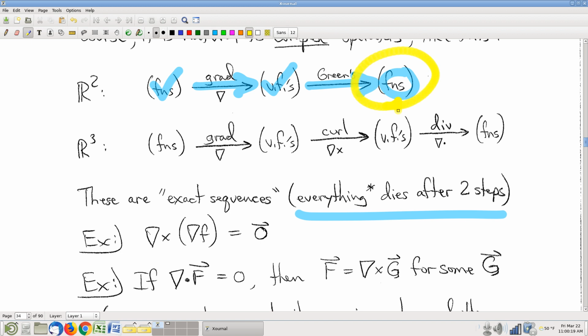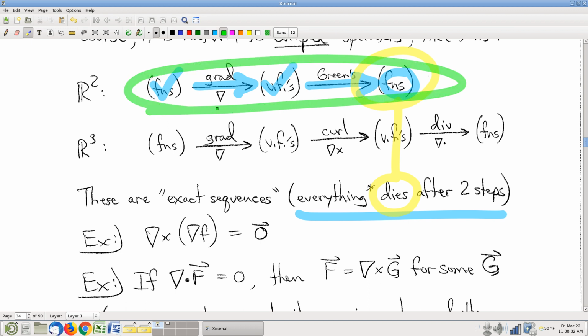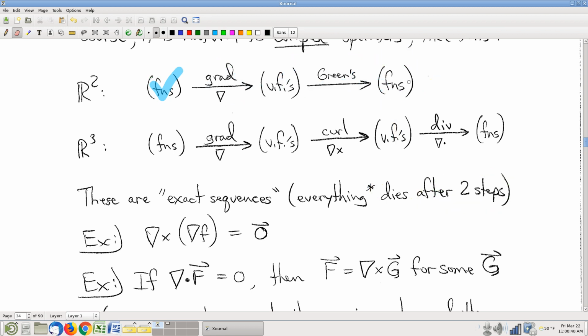And I'm thinking of 0 as being death in this little metaphor of mine. Right? So it has, in some sense, a lifetime of 2. It lived through the gradient and then it died with Green's operator, so lifetime of 2. It is further the case that if you have some vector field, if you were to take Green's operator of it, and if you were to get 0, everything dies after 2 steps.